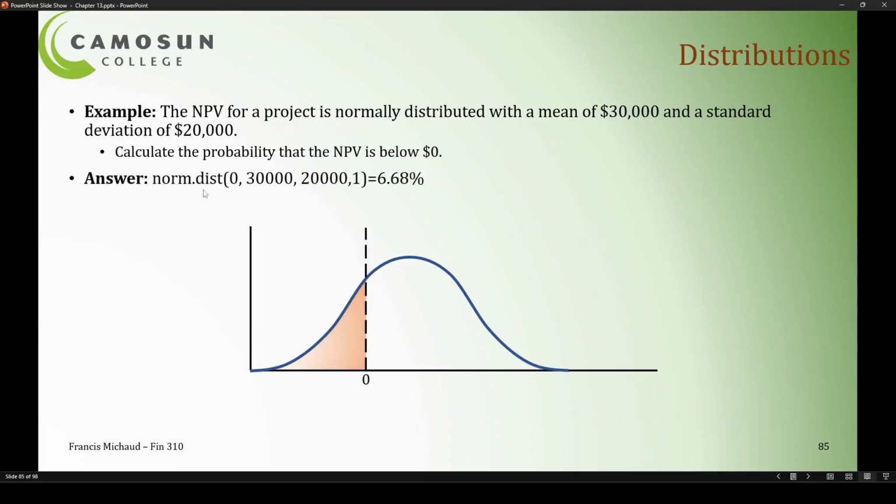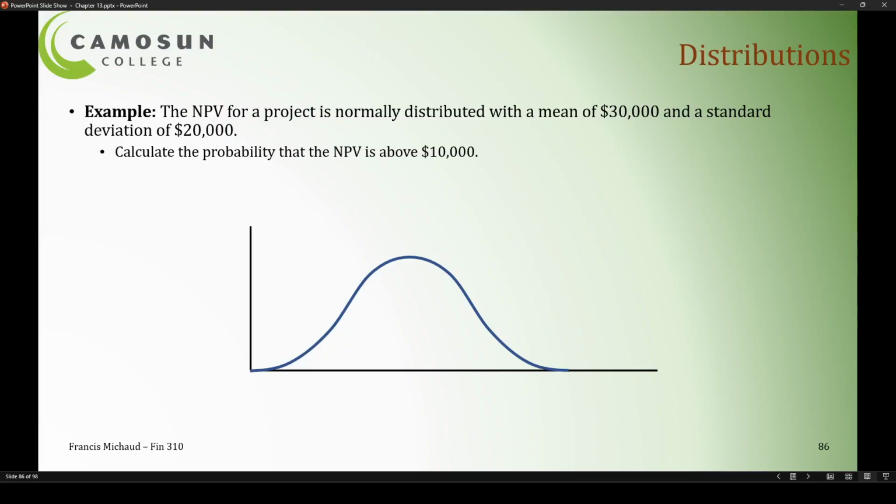So I'm going to use the function norm.dist, evaluated at 0. The mean of our normal distribution is 30,000. The standard deviation of our normal distribution is 20,000, and I want a cumulative distribution function. So I put 1 here for cumulative distribution function.